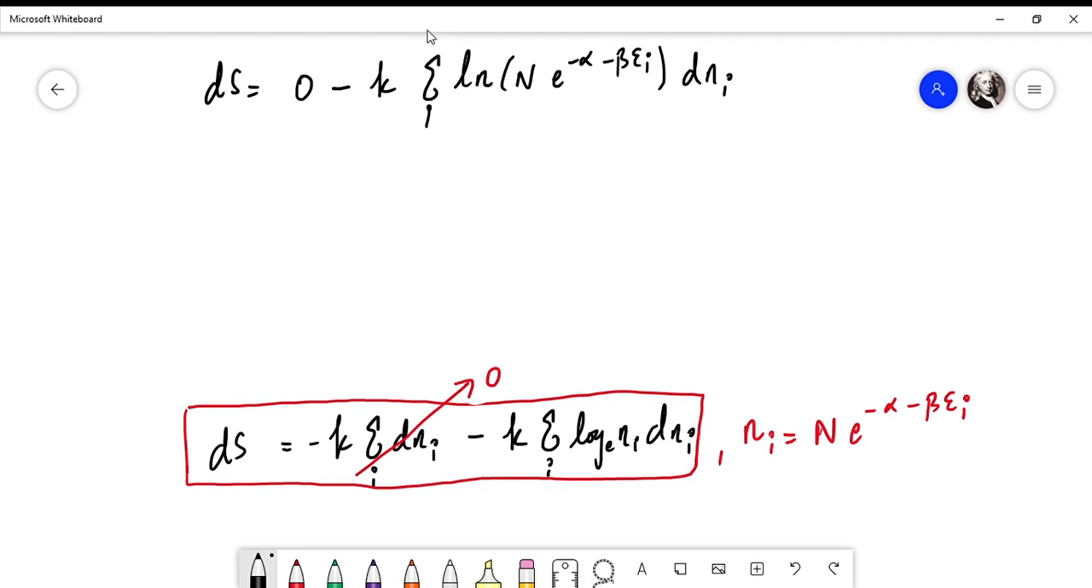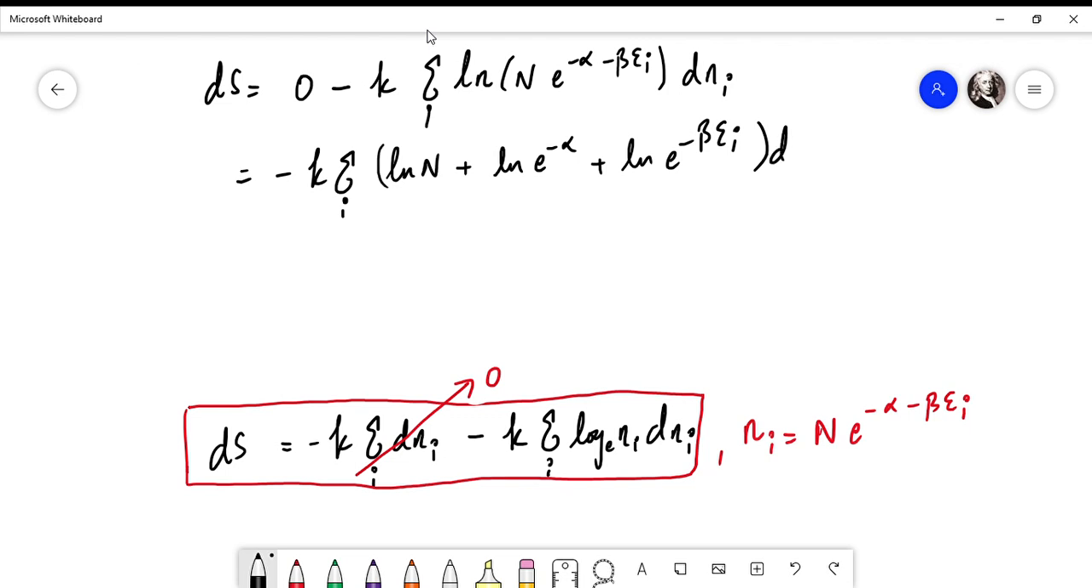So now this simply gives us minus k summation of I. Now you can just use the log rule here. So I can write this as log of ln n plus ln e to the minus alpha plus ln e to the minus beta ei, then multiplied with dni, right? So this simply gives me summation of I ln n dni plus summation k.